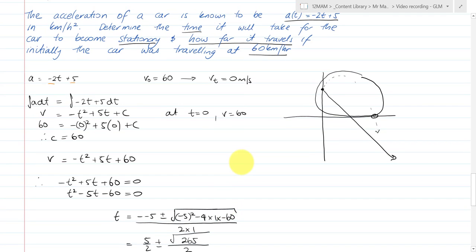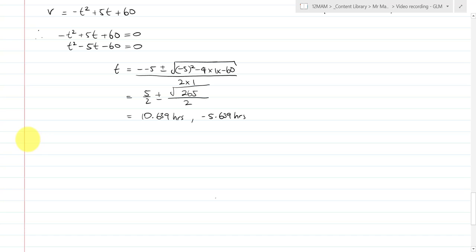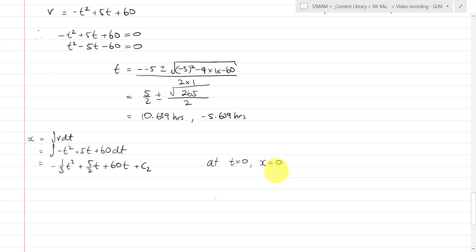So the second thing we need to realise is that the question asks us for how far the car travels in this time. So now we do need to calculate x, and keep in mind x is the integral of v dt. So in this case x is the integral of negative t squared plus 5t plus 60 dt, which is equal to negative 1/3 t cubed plus 5/2 t squared plus 60t plus c2 this time. We also know that at t equals 0, x is 0. We're going to define, that's where it starts.